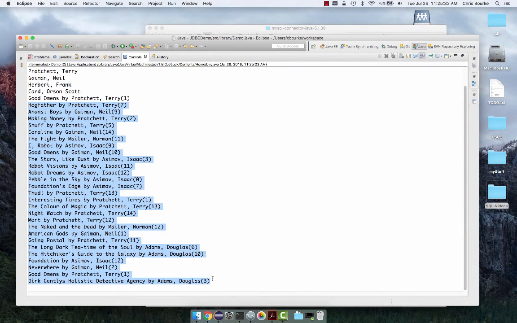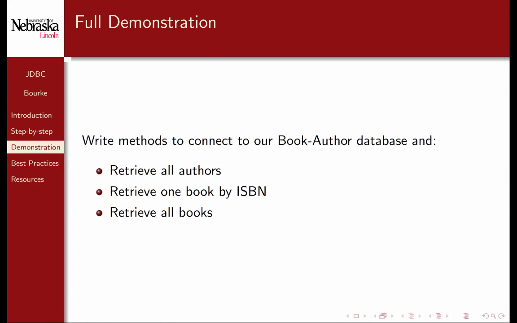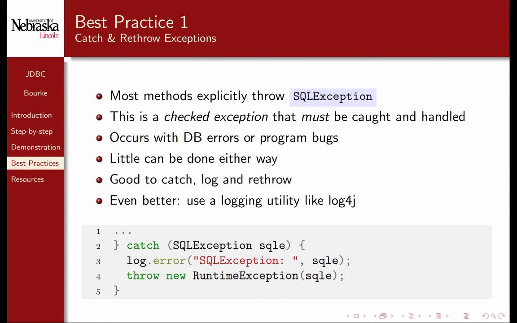All of the book records have been successfully retrieved. As we've seen, most methods in the JDBC API throw an SQL exception. This is a checked exception and therefore must be explicitly caught or rethrown. This is a real annoyance and frankly a bit of a design flaw.